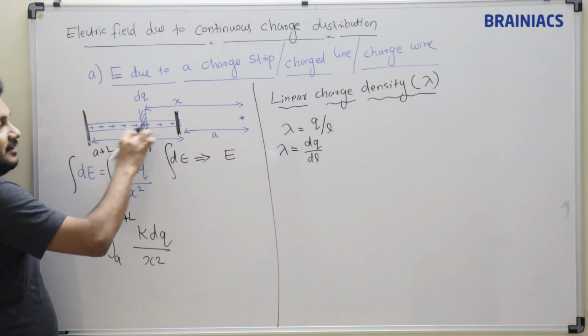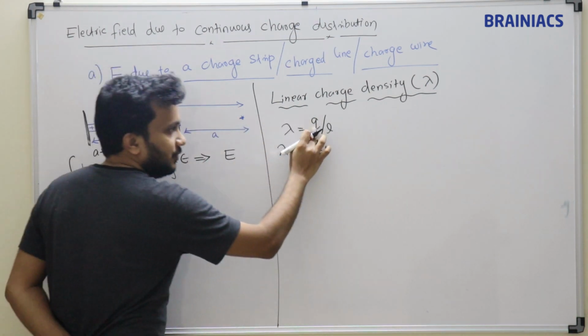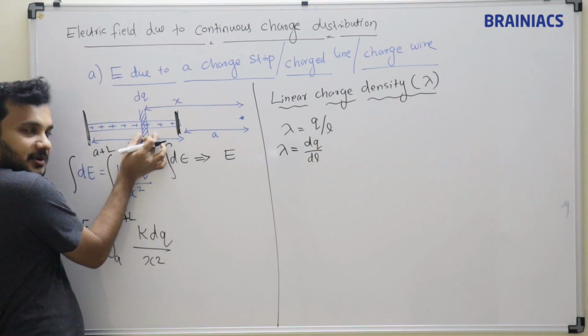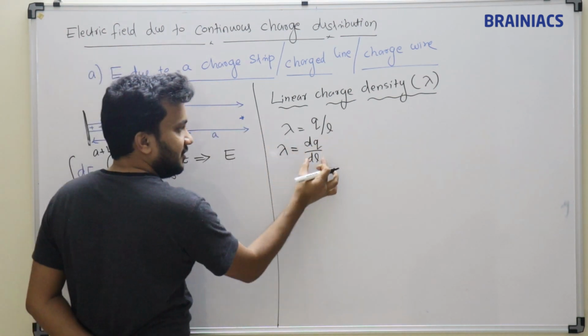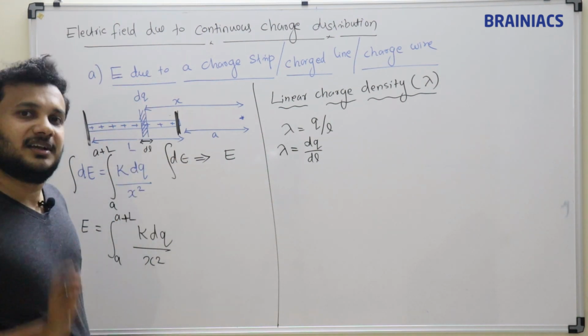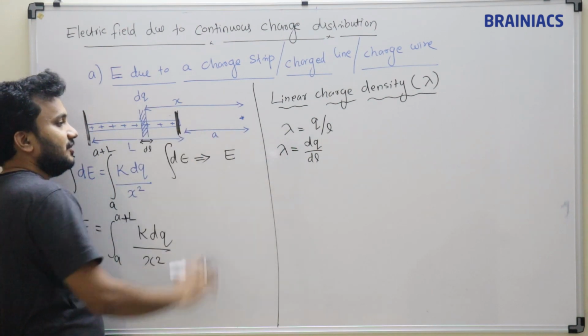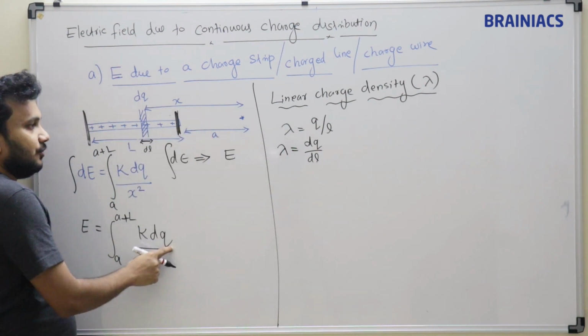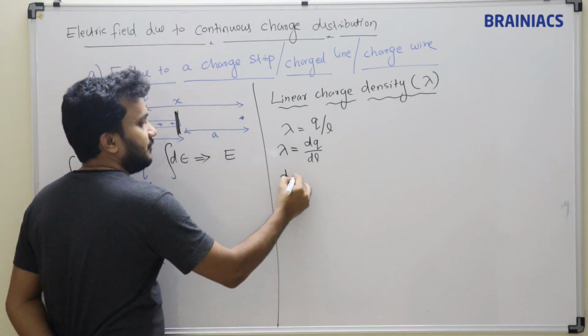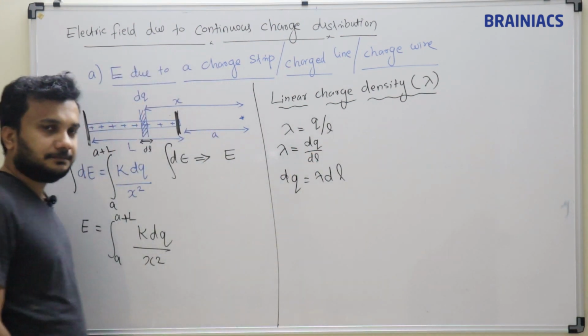Okay, l or capital L is the full length, and Q is the full charge. If I am taking a strip, a small area, then small charge divided by small length will be equal to the linear charge density, lambda. So anything charge divided by length is called linear charge density. Here we are going to replace with dq. From this formula, dq will be equal to lambda into dl.